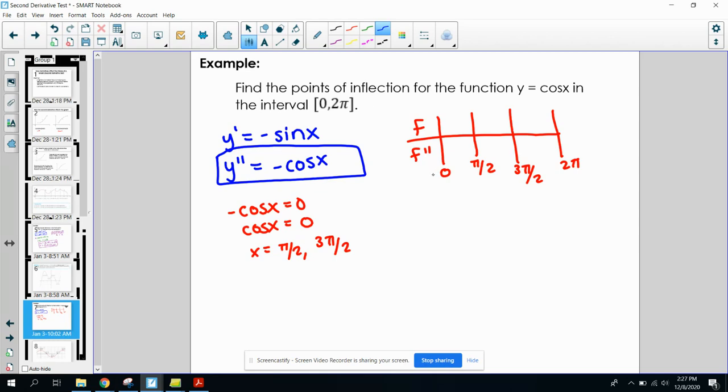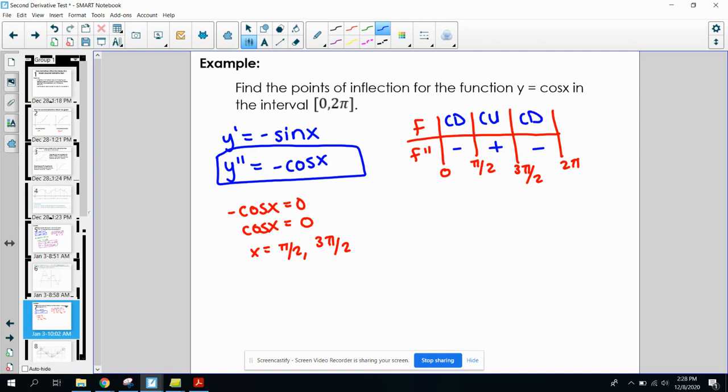So if I pick a number between 0 and pi over 2 and I plug it into the second derivative, that is going to give me a negative, which means that it's concave down. A number between pi over 2 and 3 pi over 2, if I plug that in, so whatever, like pi, negative cosine of pi, that's going to be positive, and that's going to be concave up. And then a number between 3 pi over 2 and 2 pi, plug it in, we get negative, so that's going to be concave down.